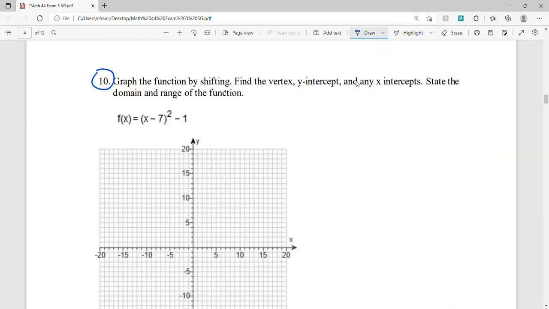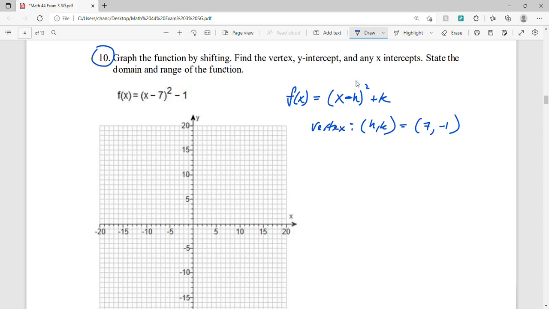In example 10, the first step is to realize the vertex form of a parabola, x minus h squared plus k, tells us the vertex right away. We know the vertex is the ordered pair h, comma, k. So in this case, our vertex is positive 7 and negative 1. Again, there's a negative here, so whatever is after that negative is the h, and the h is positive 7. That's our vertex, 7 comma negative 1. So we'll graph that first.